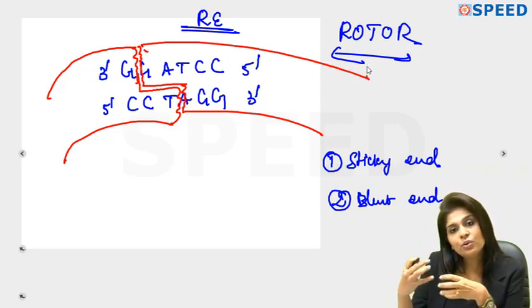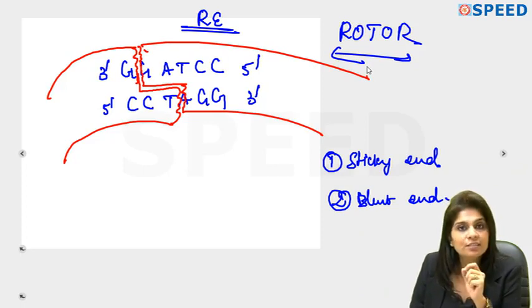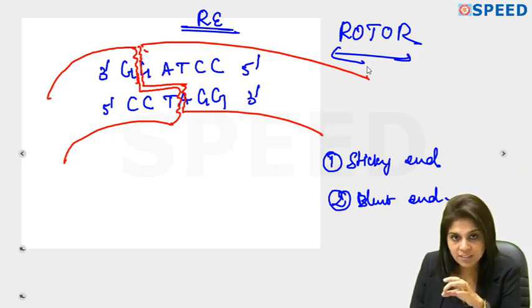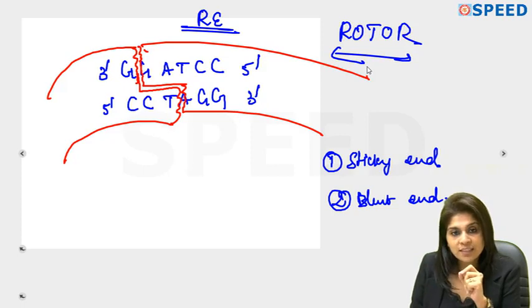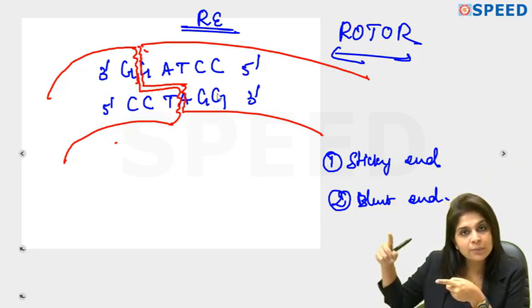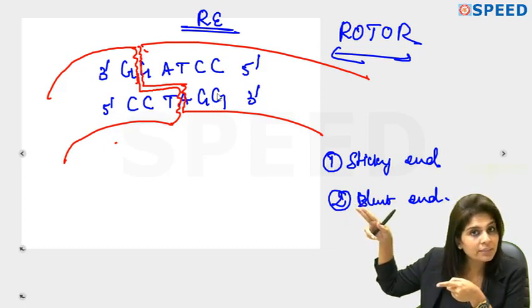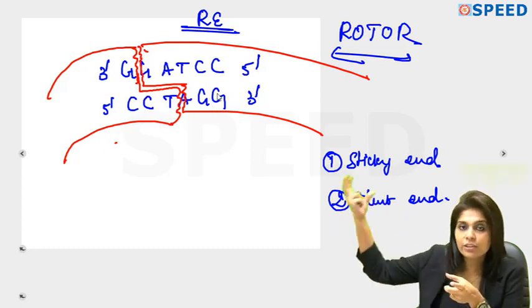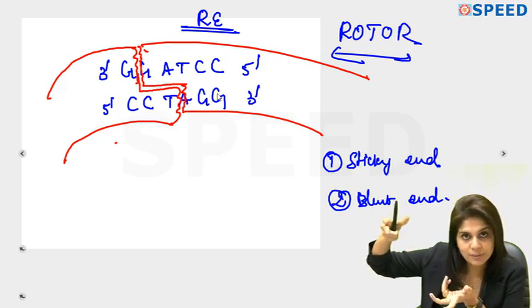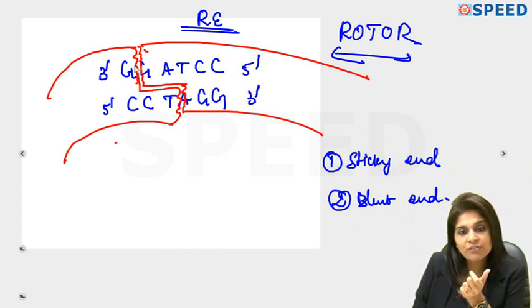In that case, you call it a sticky end producing restriction endonuclease because suppose this represents the end of the fragment with gene of interest, and this represents the end of the vector. Using the same enzyme, you would have also cut the vector. Why do you have to cut the vector? Only after you cut the vector, you can introduce the fragment with gene of interest.